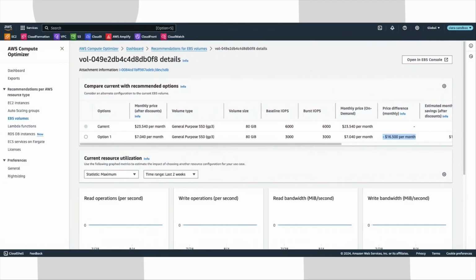And this might not seem like a whole lot of cost savings, but in a large environment where you could have hundreds of EBS volumes, and if you have volumes such as this that are over provisioned in terms of IOPS, fixing a large number of your underutilized volumes like this would really give you significant cost savings.